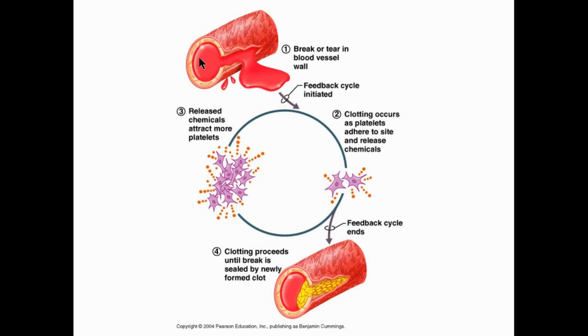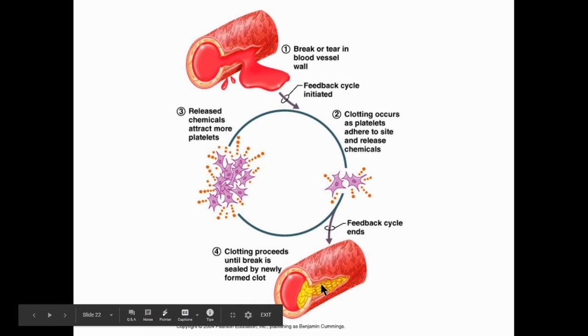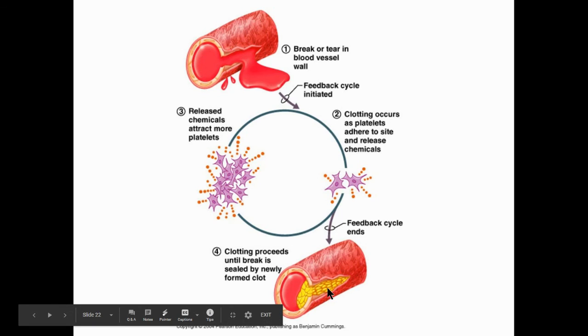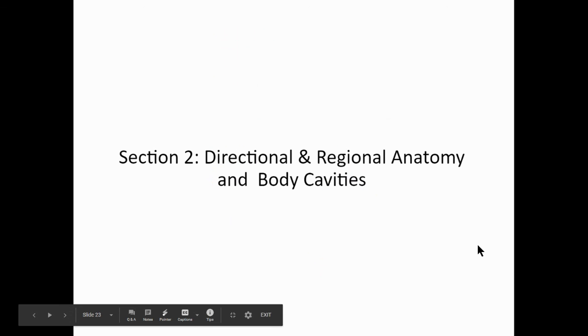So there's the cutting one, right? There's a break or a tear in a blood vessel. The feedback cycle is initiated. Clotting occurs as platelets adhere to the site. The platelets are going to release chemicals. And then the clotting proceeds until the break is sealed by the newly formed clot, right? These chemicals that it releases attract more platelets. They say, come on over here and help me. And then it's going to continue until it has that clot there to prevent any more blood from leaking out. So again, this is positive feedback. And that's the end of section 1 for Anatomy and Physiology, chapter 1.